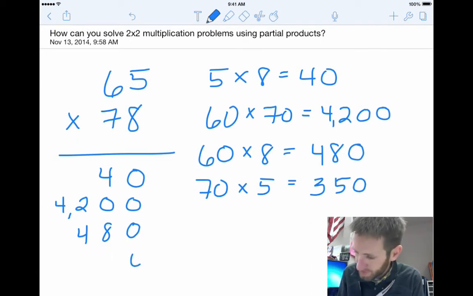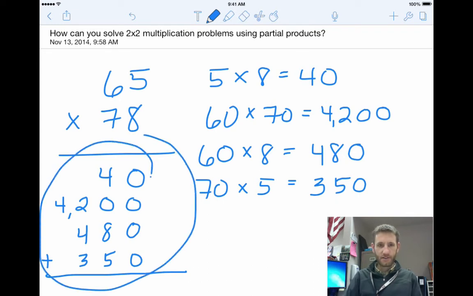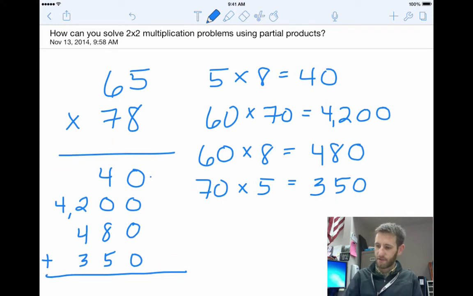We have, let's see, a 0, a 5, and a 3. Okay? So, I've got my sign and my line. Now it's time to do some adding. So we're going to add up all 4 of these partial products and that will give us our answer.